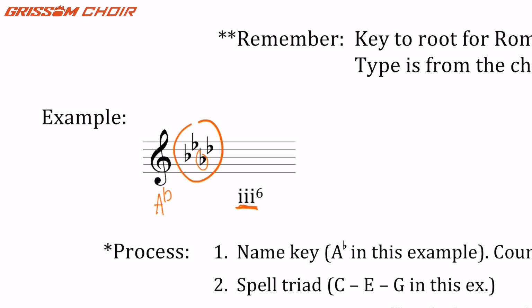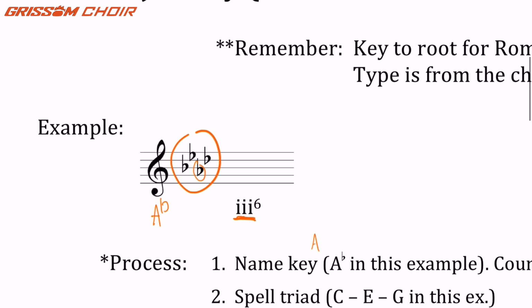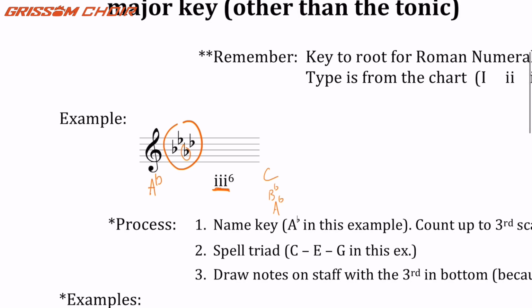The Roman numeral is 3, which means that the chord is going to be built on the 3rd scale degree of A flat major. So we have to count up 3 notes, counting the bottom note as 1 from A flat. So we have A flat, then we have B flat, and then the 3rd scale degree of A flat major is C. Now we draw the chord, or we spell out the chord based on C. So that would be C, E, and G, skipping notes in between. So this would be line, line, line, or space, space, space.